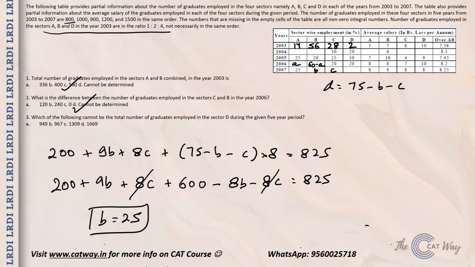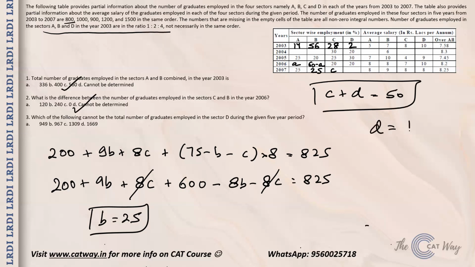Now guys, when you know that the value of B is 25, what you can say is that the value of C plus D is equal to 50, right? So the value of D is going to range from 1 to 49, both inclusive, because the minimum C has to be 1, since it is a non-negative, non-zero integral number. In that case D would be 49, and if C's value is 50, D's value will be 1. So the value range of D is from 1 to 49.